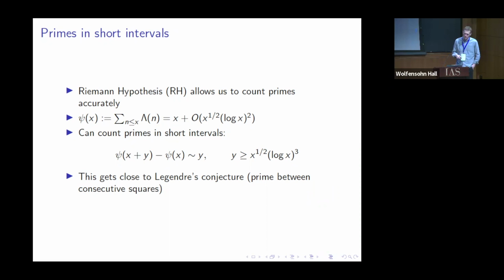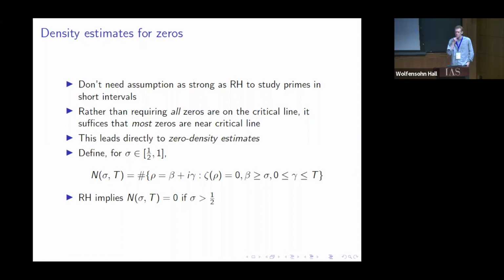Okay, so the Riemann hypothesis is, of course, a very strong assumption. And if I was really interested just in counting primes in short intervals, I maybe don't need something quite as strong as the Riemann hypothesis. The Riemann hypothesis says that all of the zeros are on the critical line. And maybe I actually don't need to know that all of the zeros are on the critical line, but just that most of them are close to the critical line, or that there aren't that many zeros that are far away from the critical line. And if I knew something about this, then maybe I could still get results on primes in short intervals.